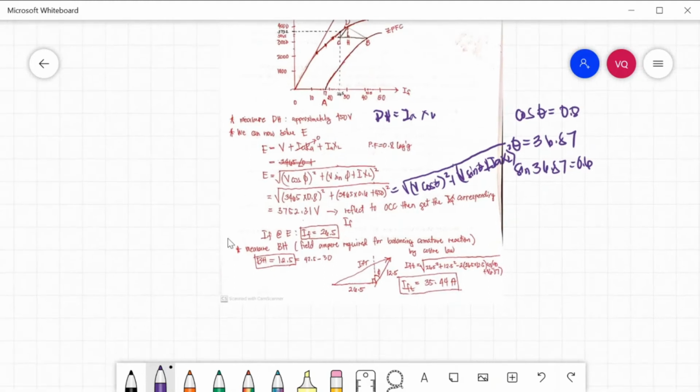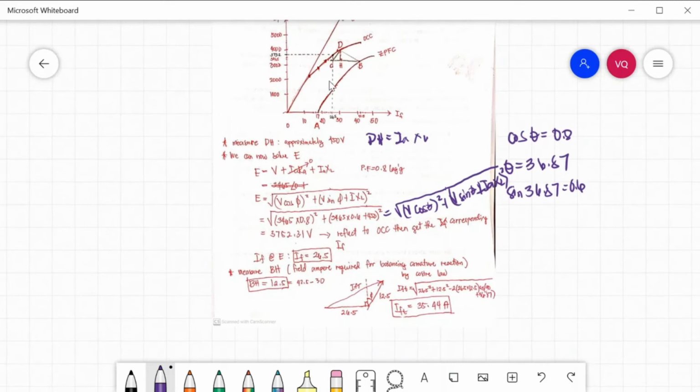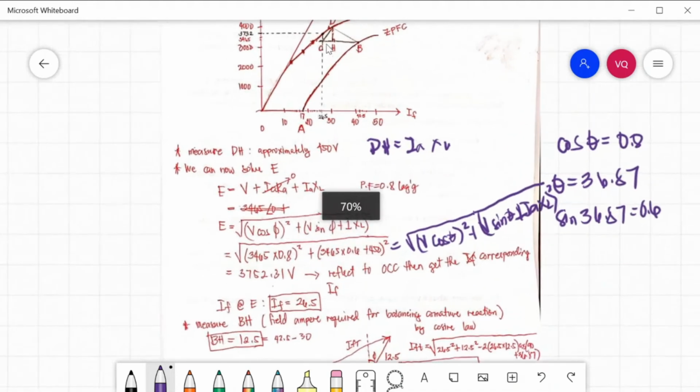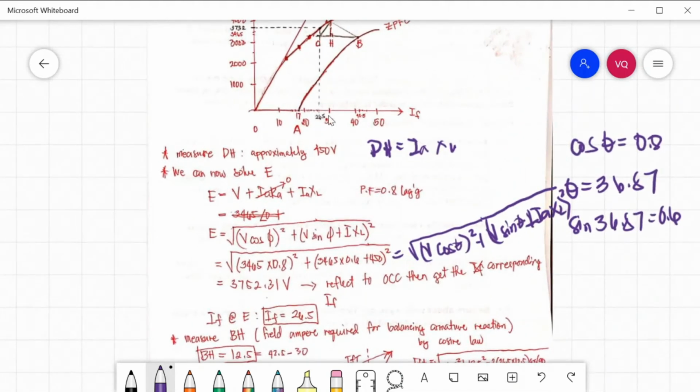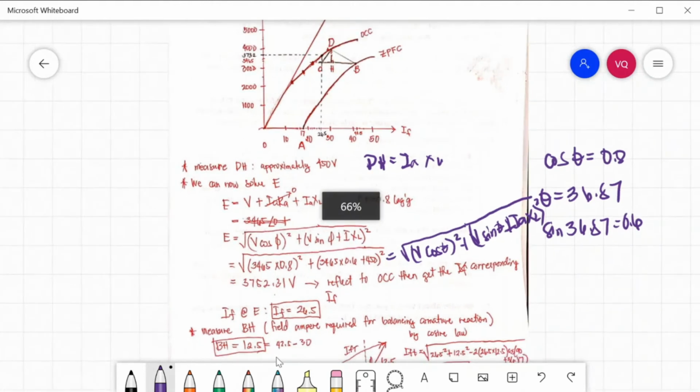Next, measure the point BH here in our IF x-axis. If you measure this, you will get approximately 12.5 amperes. That is 42.5, and H is approximately at 30. So 42.5 minus 30 is 12.5.